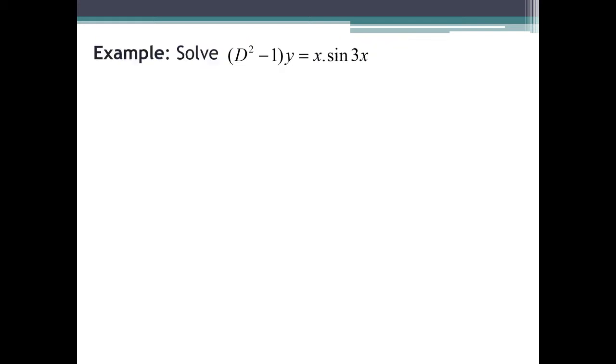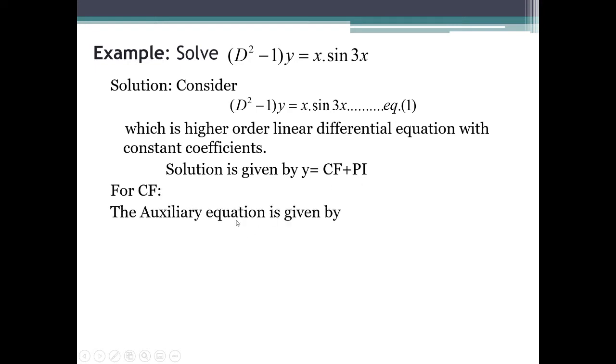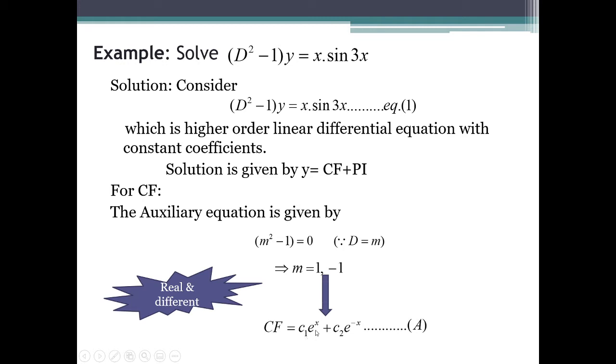Now we discuss a problem on this. Solve this equation. Here consider the given equation, which is a higher order differential equation with constant coefficient. Therefore its solution is given by y equal to CF plus PI. Now for CF, the auxiliary equation: we substitute D equal to m, that means m square minus 1 equal to 0. Now we simplify this equation and find the roots, m equal to plus minus 1. These roots are real and different. Therefore CF is given by c1 e to the power x plus c2 e to the power minus x.